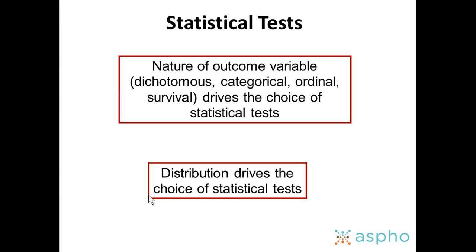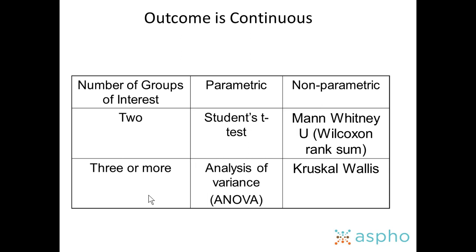So the board wants you to know that the nature of the outcome variable drives your choice of statistical tests, and the distribution also drives your statistical test, and I'm going to show this on the next slide. So there are 2 tables that you need to memorize to know how to do statistics. The first table is where your outcome is continuous. And then you would need to see, do I have 2 groups of interest or 3 or more groups? My next decision point is, are my distributions parametric or non-parametric? So parametric can just be translated into saying, do I have that nice normal distribution that I saw before?